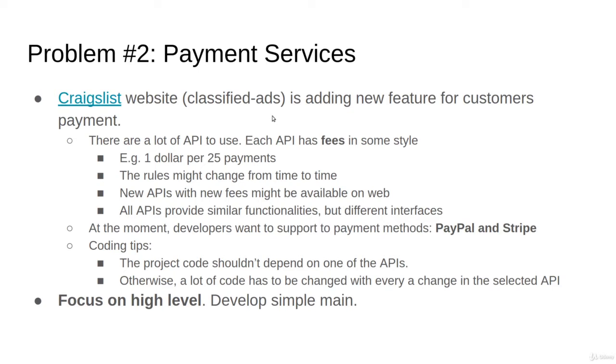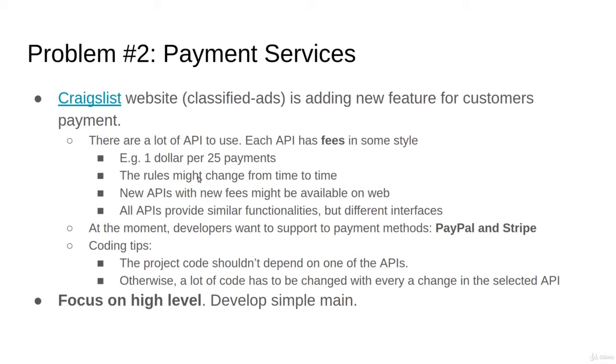The first one is to try to implement it by their own system, but this is going to be a very huge step. The second is to depend on some of the available APIs to allow them to do payments. Each API probably will have some fees. Let's say, for example, PayPal is $1 per 25 payments. So with every 25 payments, PayPal is going to have a fee of $1 for your system.